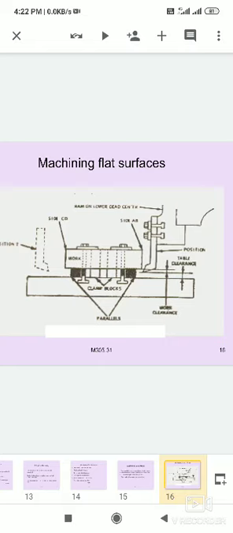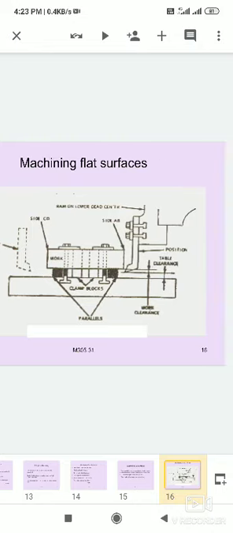In this figure you can observe it easily, and the workpiece is clamped easily. That is machining flat surfaces.